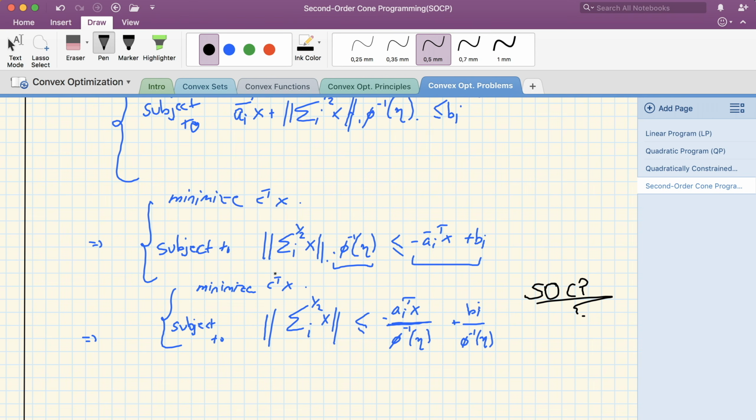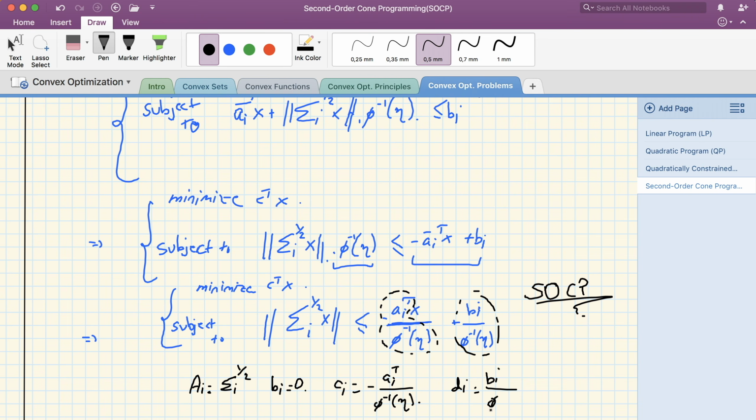Why? Again, linear cost, SOC constraint. Your A_i in the SOC problem is your sigma_i half, your b_i is 0, your c_i is this vector right here, minus a_i transpose divided by phi inverse of eta, and your d_i is all this, b_i over phi inverse of eta. Finally, your f is the c.